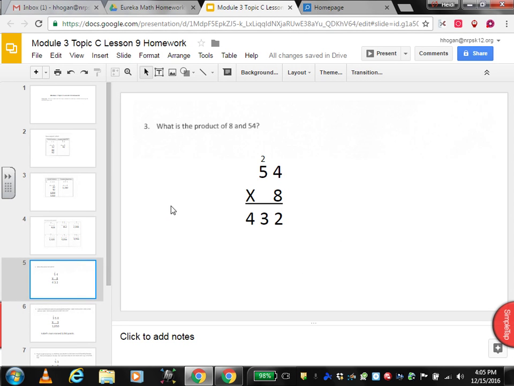3,456. And this is just another way of asking you to multiply. What is the product? The product is the answer to a multiplication problem of 8 and 54. So 54 times 8. So you just write it. 8 times 4 is 32. That should be a 3, shouldn't it? 32. So we have 3 groups to regroup. 2. 8 times 5 is 40 plus 3 is 43. So the product of 8 and 54 is 432.